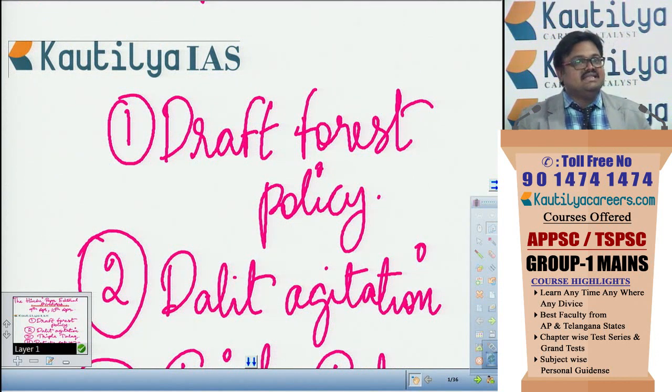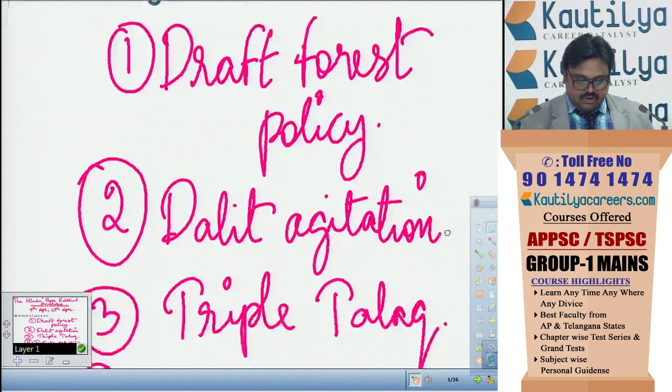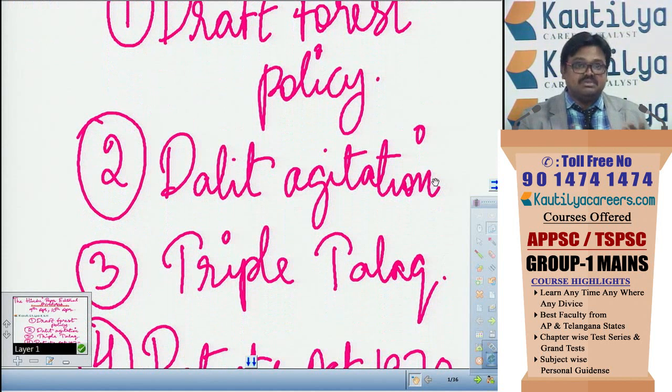Then comes the Dalit agitation. So there we have seen that last week the Dalits have come onto the roads and they have agitated, and let us see some of the reasons why the Dalits are agitating. And next, the third one is related to triple talaq. The government has come up with the triple talaq bill. So therefore, there are some problems with the triple talaq bill. Let us look at the counter arguments that have been given against this triple talaq bill.